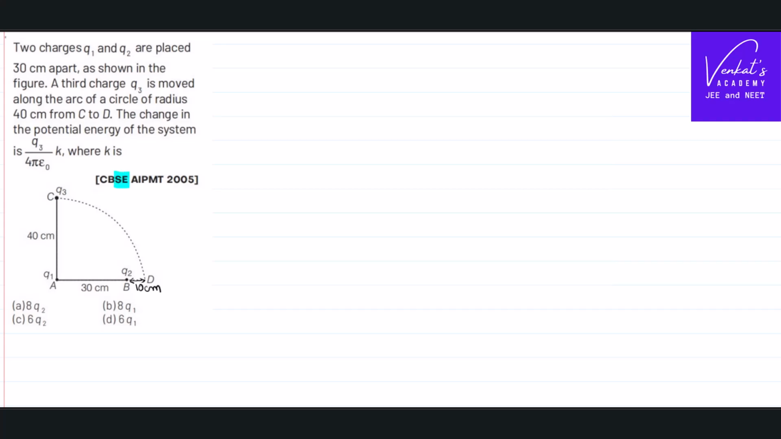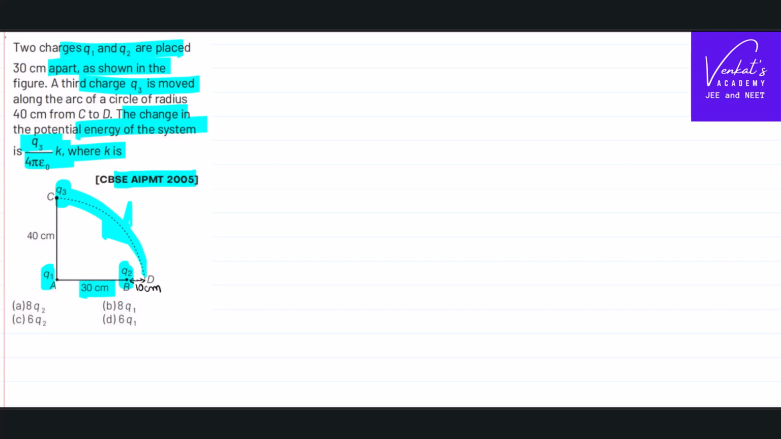This is an IIT JEE question on the electric potential chapter, based on electric potential energy. The problem says two charges Q1, Q2, this is Q1, this is Q2, placed 30 centimeters apart as shown. A third charge Q3 is moved along the arc of radius this way, from C to D. What is the change in potential energy of the system? It is given as some value into K, and we need to find out that value of K.